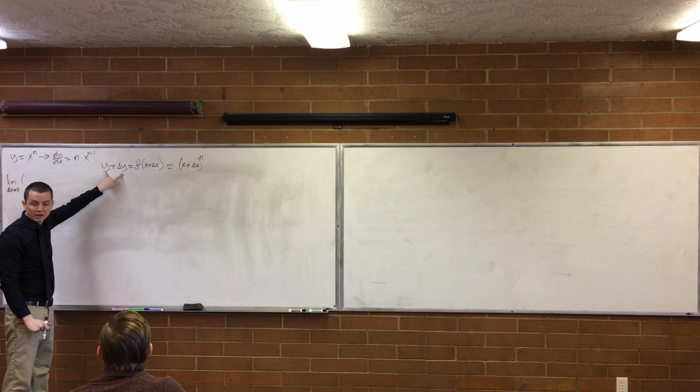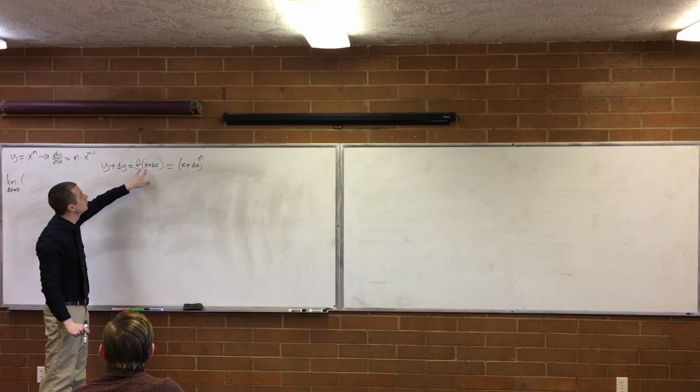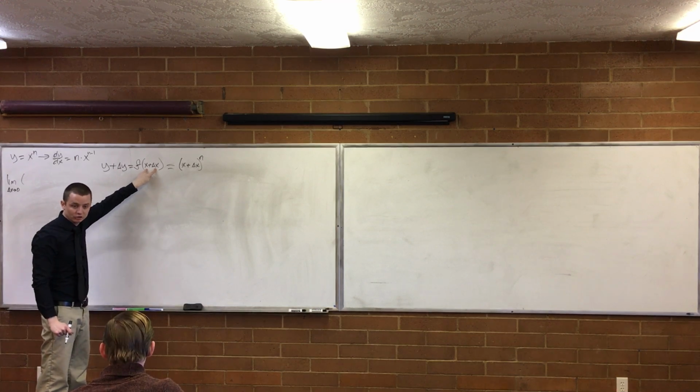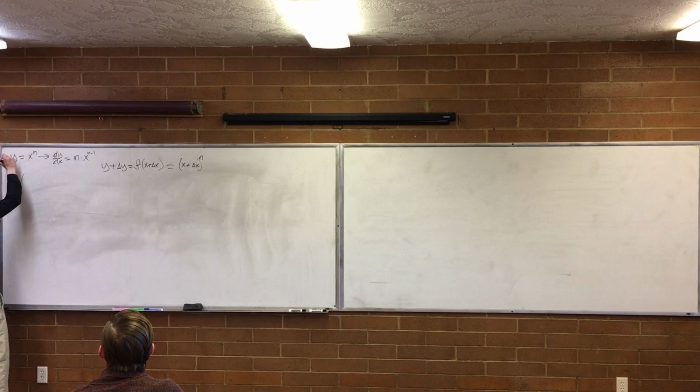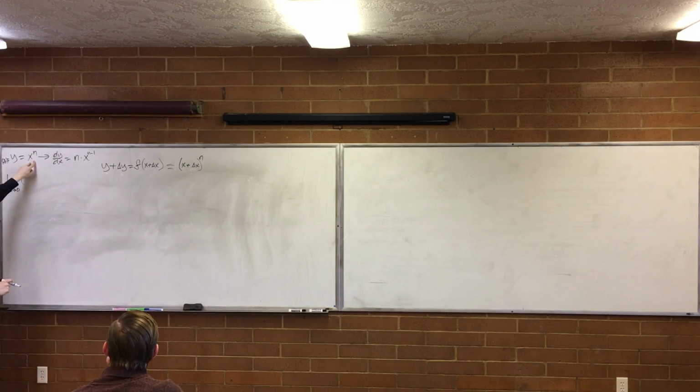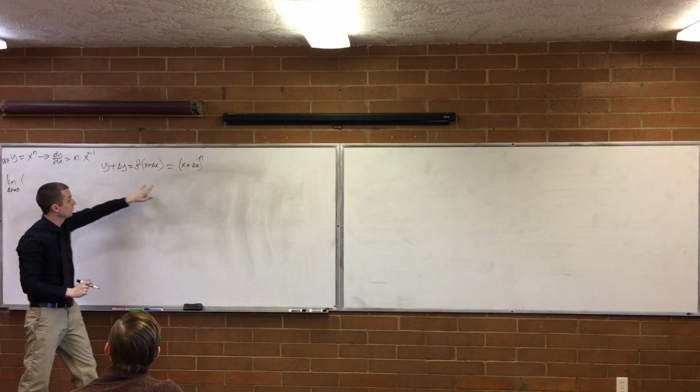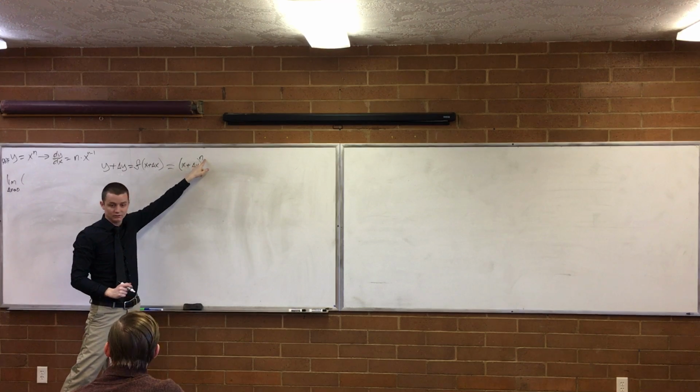Y plus its change is going to be whatever the function spits out when you plug in x plus its change. That's the function. When this is a function, y is the same thing as f of x, right? If y is equal to x to the n, then y plus delta y is equal to x plus delta x to the n.